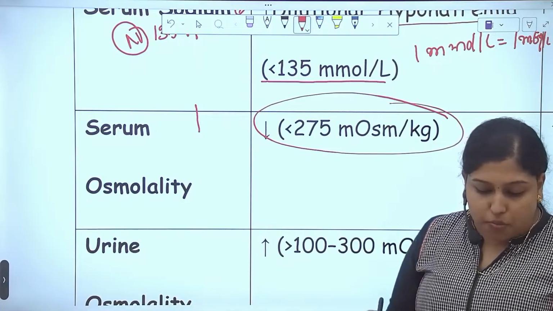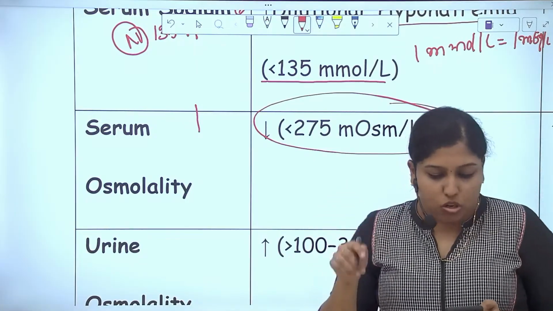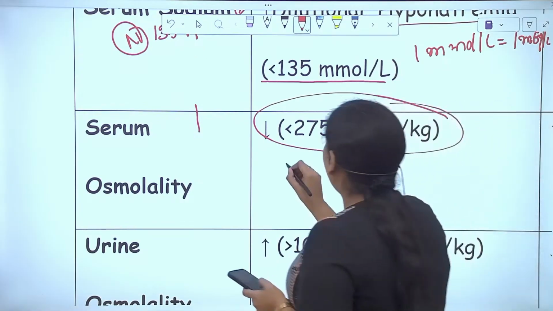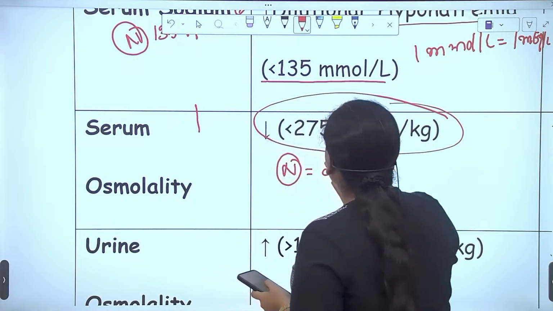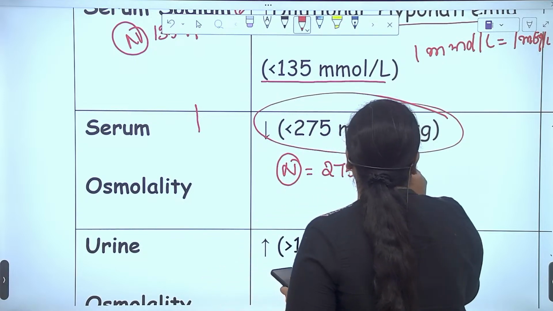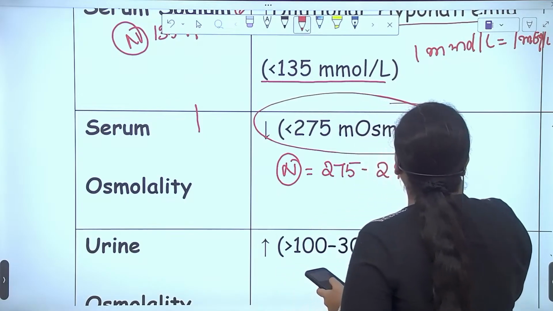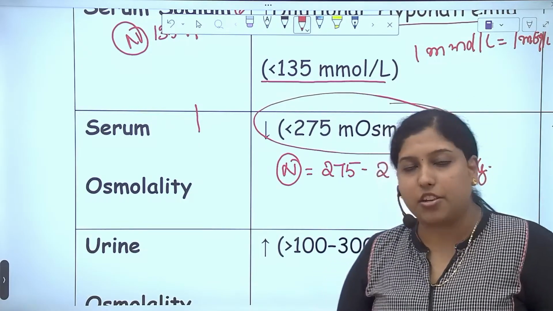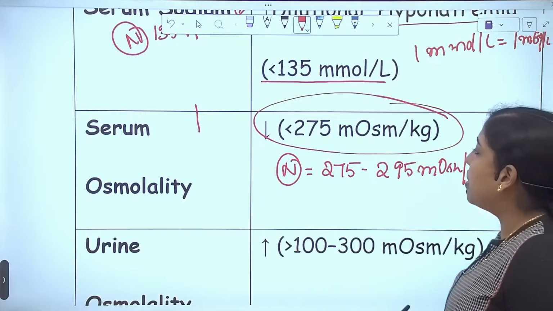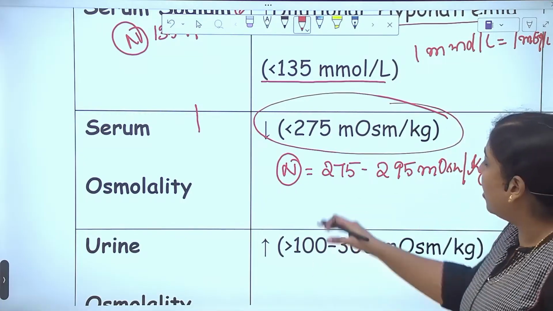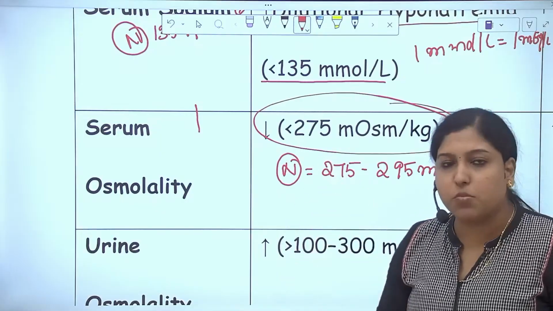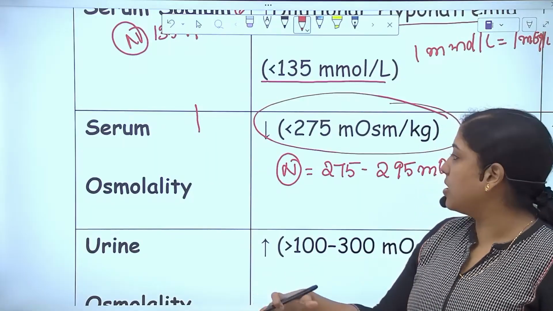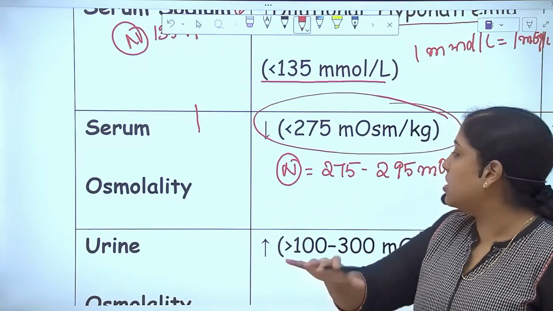So what is the normal serum osmolarity? The normal serum osmolarity is 275 to 295 milliosmol per kg. Okay. So here, because of excessive water retention, the serum osmolality is going to reduce, which means the fluid inside the body is getting more diluted. So there is decreased serum osmolality.